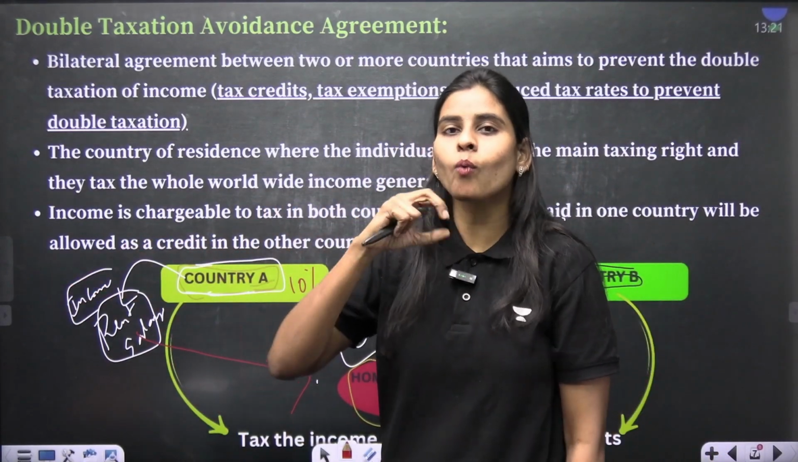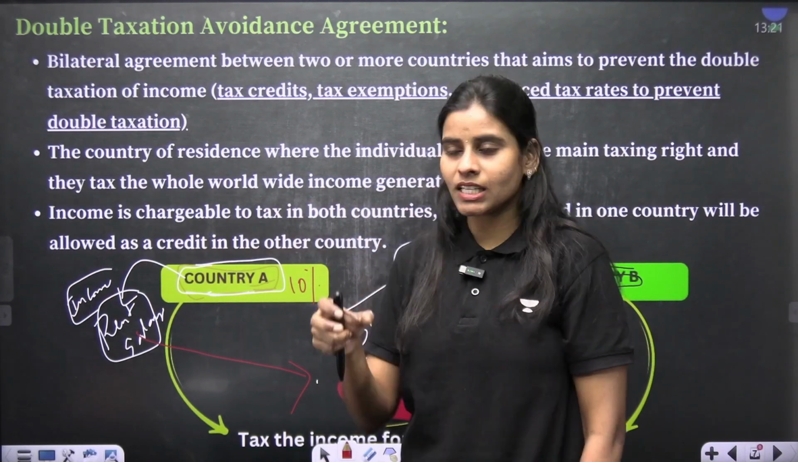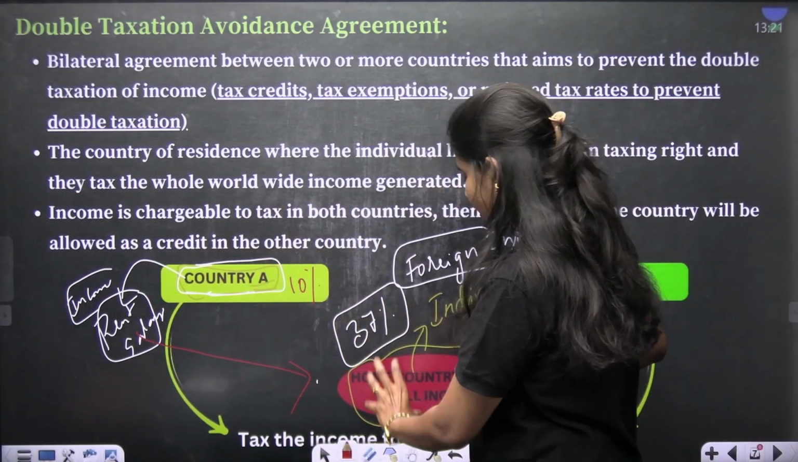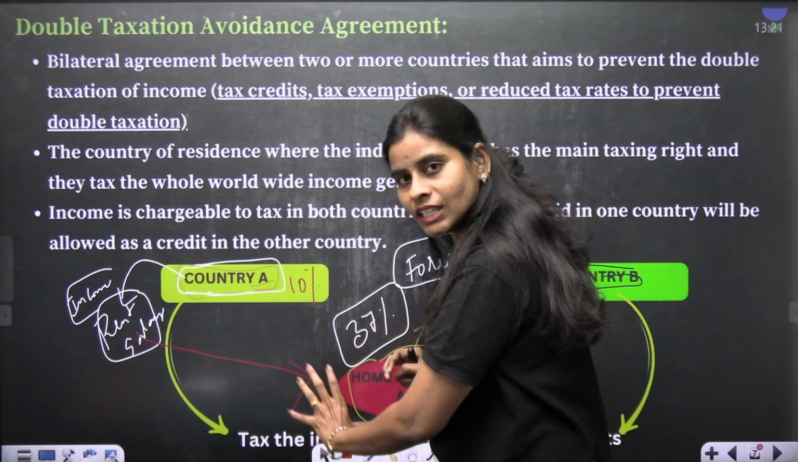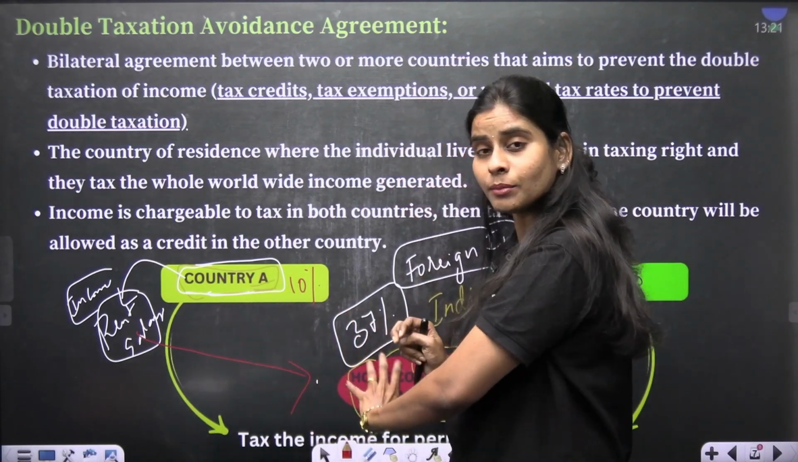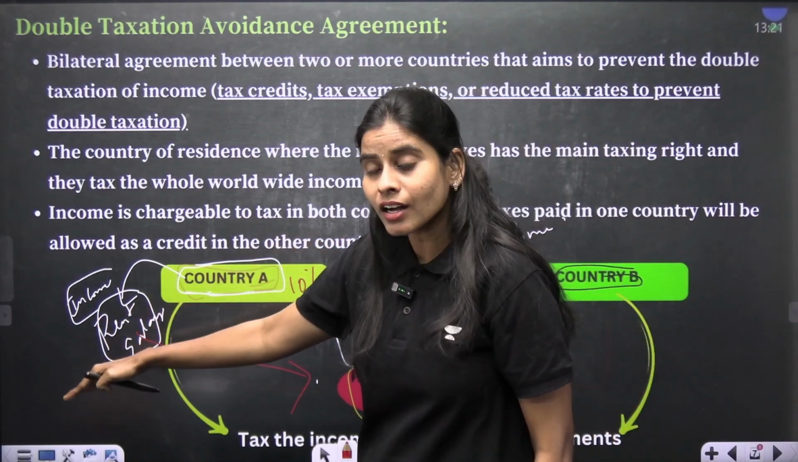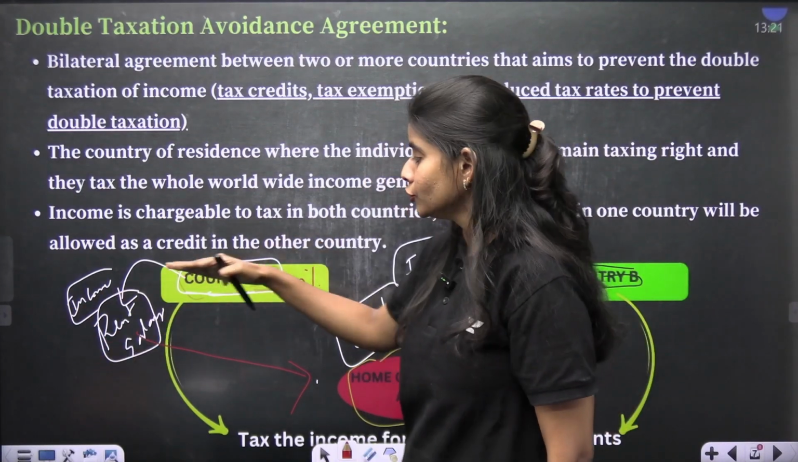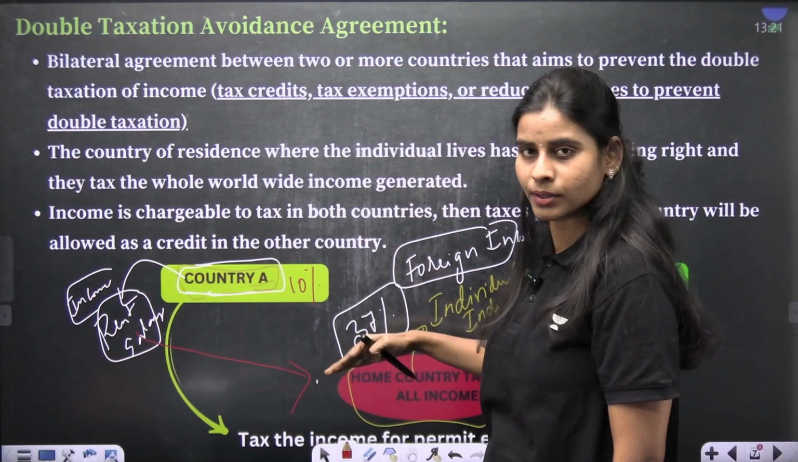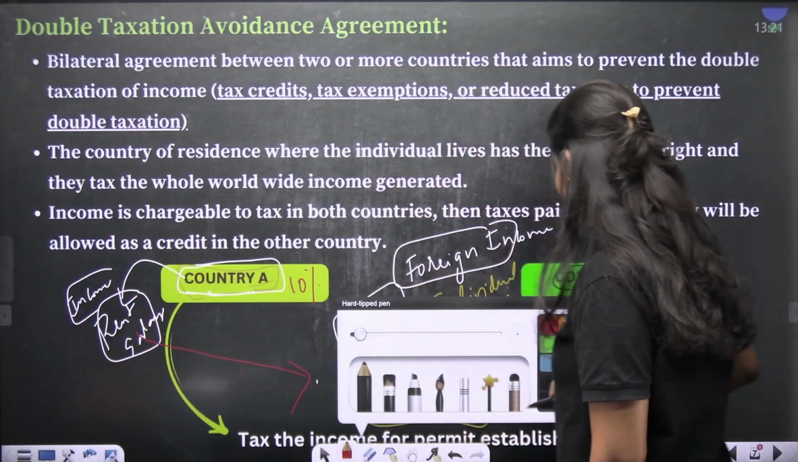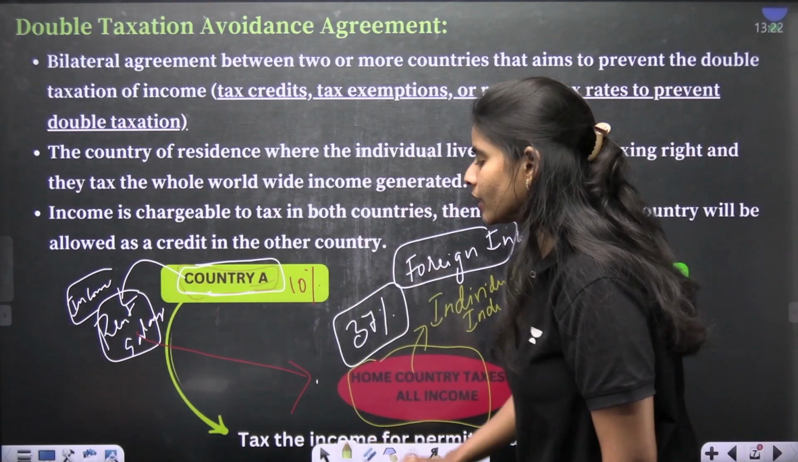In order to avoid double tax under DTAA, if country A and India have a double taxation avoidance agreement between them, in that case the person will be asked to pay tax not at the rate of 37% but at the rate of 27%.